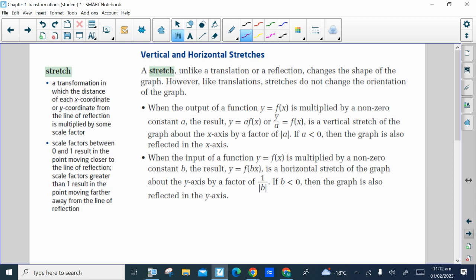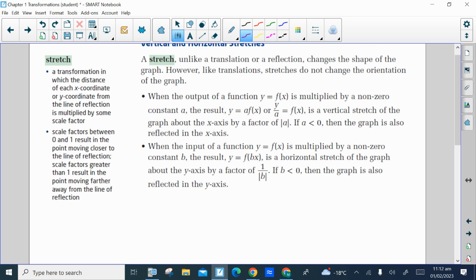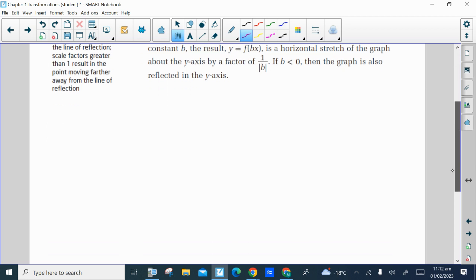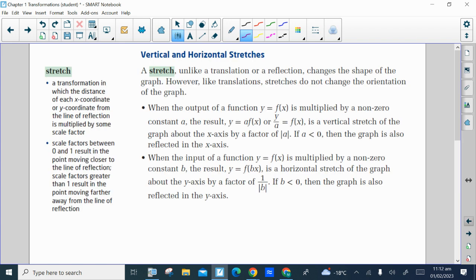When the input of f at x is multiplied by a non-zero constant b, the result is y equals f at bx. And this causes a horizontal stretch. It's stretched about the y-axis, but the stretch factor is 1 over the absolute value of b, the reciprocal of b. And when b is negative, that does something different. It reflects it across the y-axis. So again, you need to memorize this. You're going to be tested on it multiple times, so you need to know it. Okay?